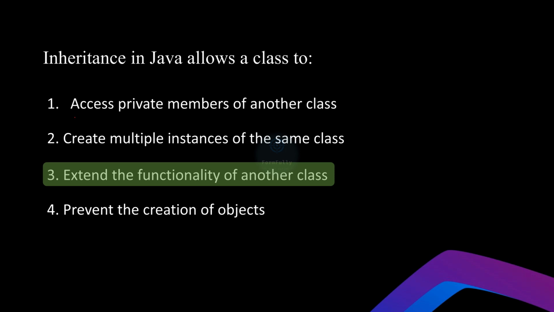Access private members of another class. Inheritance does not allow access to private members of the superclass. Create multiple instances of the same class. This is unrelated to inheritance. You can create multiple instances of a class without inheritance. Inheritance does not prevent the creation of objects. It is used to enhance specialized classes. So the correct option is C, extend the functionality of another class.